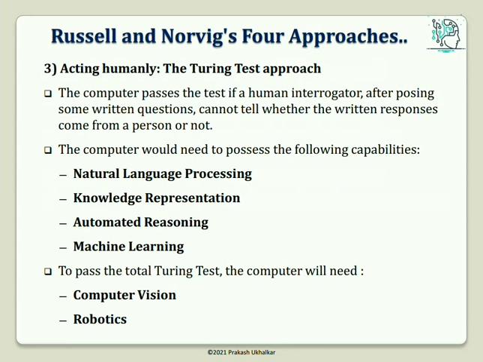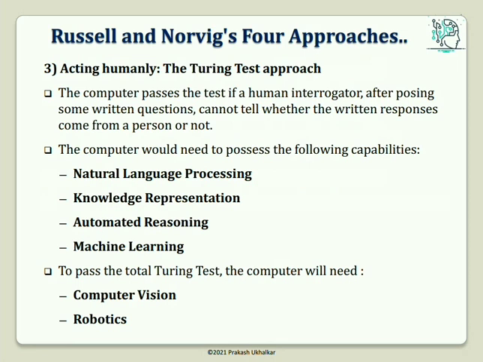Acting humanly, the Turing test approach. The Turing test, proposed by Alan Turing in 1950, was designed to provide a satisfactory operational definition of intelligence, rather than proposing a long and perhaps controversial list of qualifications required for intelligence. He suggested a test based on indistinguishability from undeniably intelligent entities, human beings. The computer passes the test if a human interrogator, after posing some written questions, cannot tell whether the written responses come from a person or not.